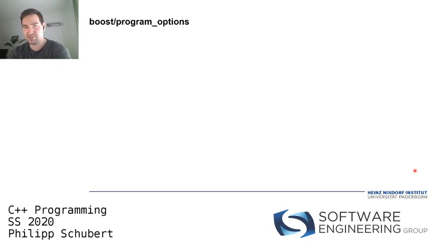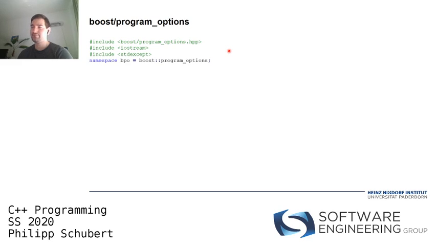Usually you don't just wish to run your program like ./ and then the program's name. But oftentimes you also need to provide some additional options. Maybe you need to give it some file names, and maybe you need to give it some other command line flags and options via the command line. And this can all be managed by Boost program options, which is quite nice to use. So in case you ever need that, you need to include boost/program_options.hpp. Again, we use a shorthand here, bpo, for boost program options.